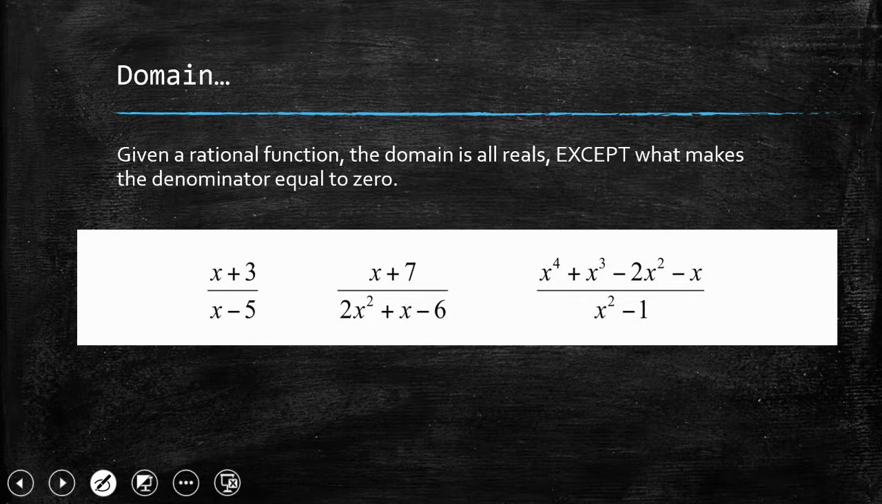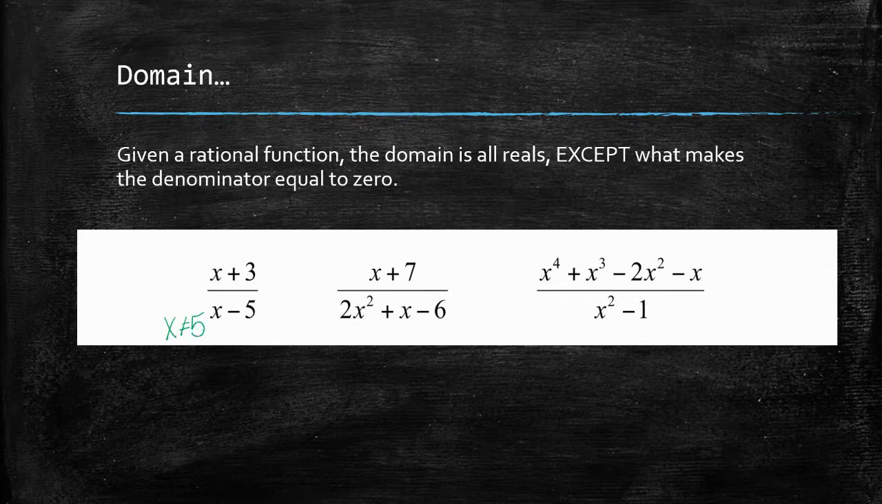You're also going to be asked to give the domain of different kinds of functions, specifically rational functions. You need to know that the domain is all real numbers except for anything that would make the denominator equal to 0. So on this first one, the domain is all real numbers except for positive 5. Because if I put positive 5 in for the x, I'm going to get 5 minus 5, which is going to be 0.